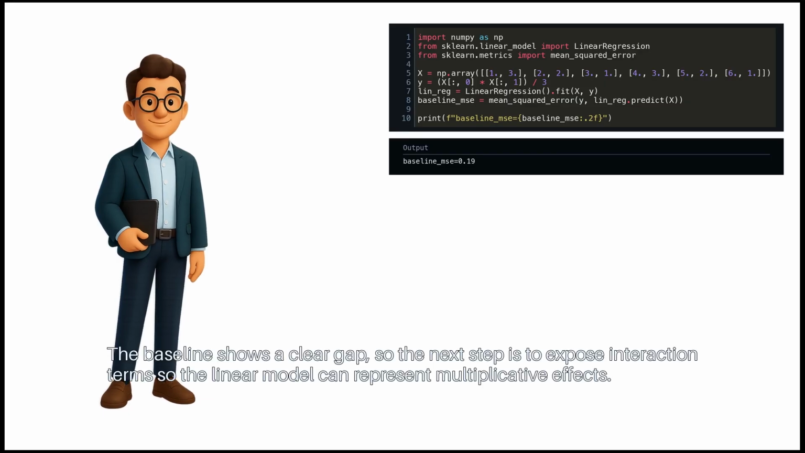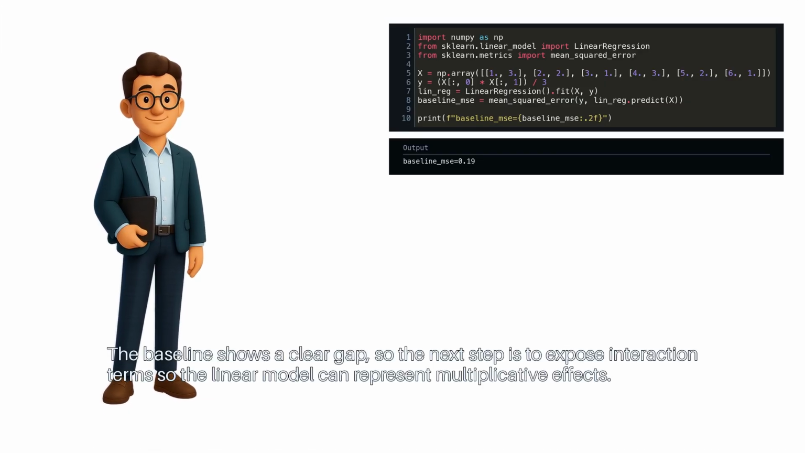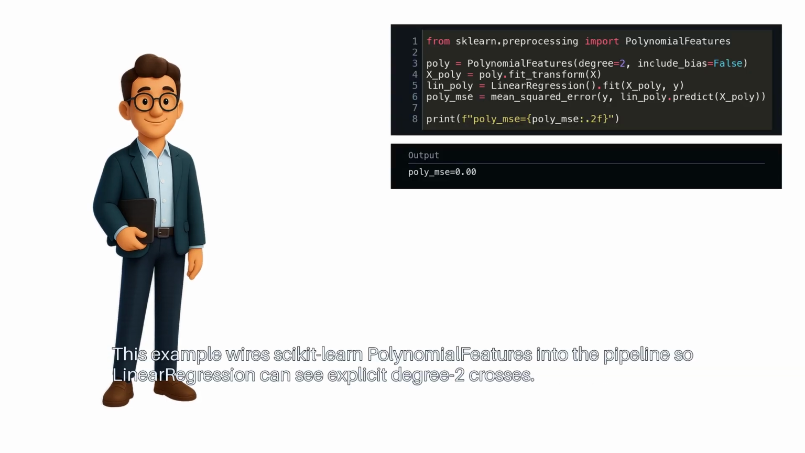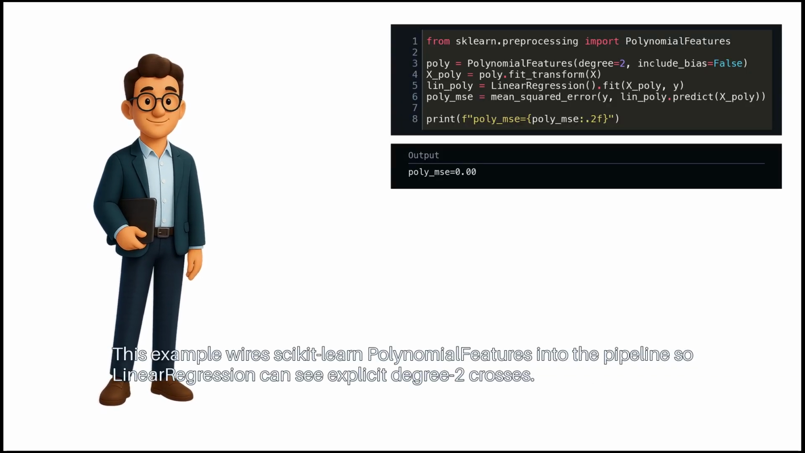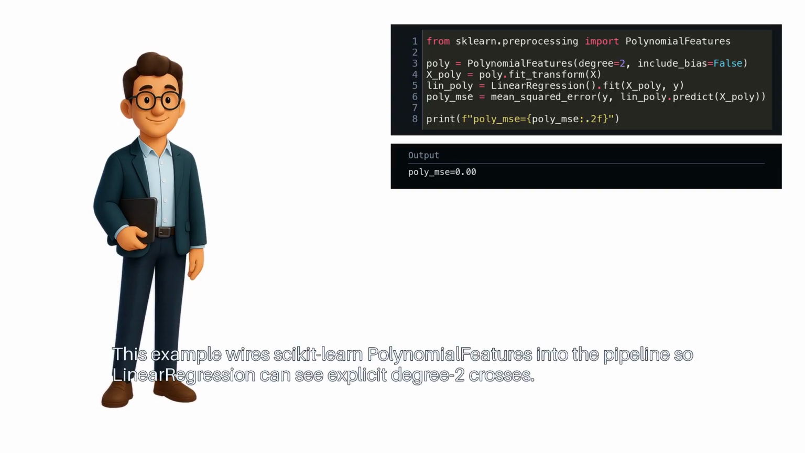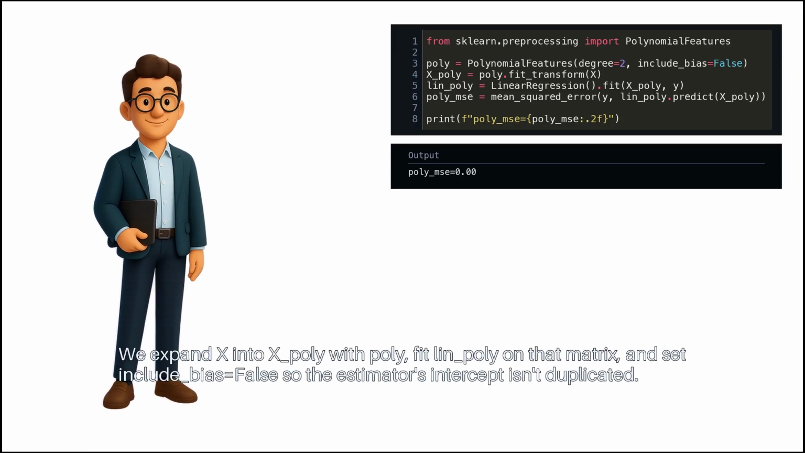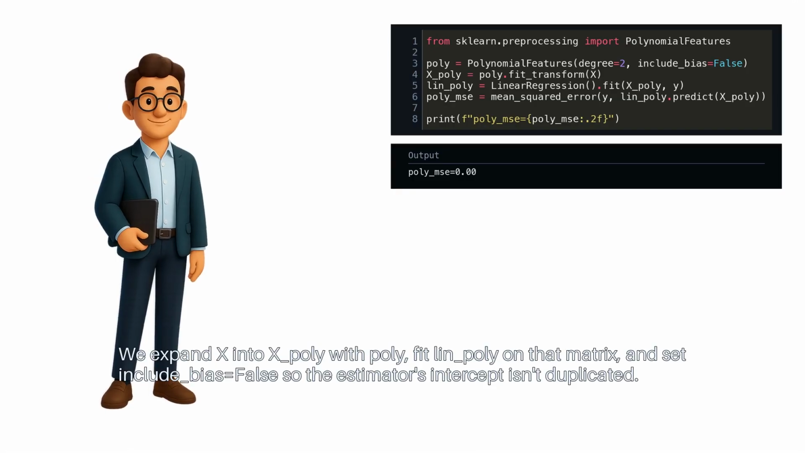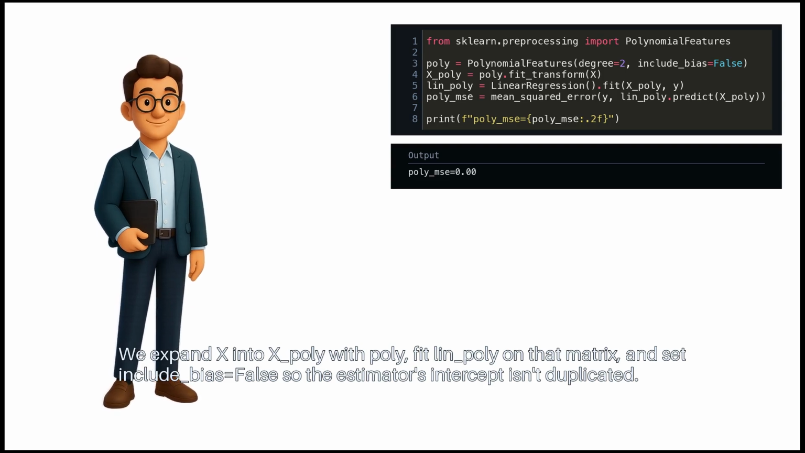The baseline shows a clear gap, so the next step is to expose interaction terms so the linear model can represent multiplicative effects. This example wires scikit-learn polynomial features into the pipeline, so linear regression can see explicit degree 2 crosses. We expand X into X poly with poly, fit lin poly on that matrix, and set include bias false so the estimator's intercept isn't duplicated.